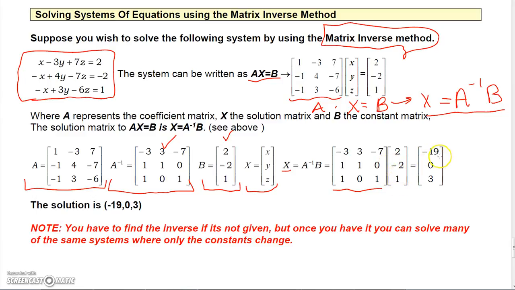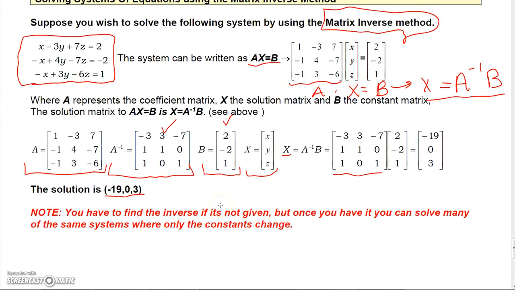If I add those together, I get negative 19. And then when I multiply this row, I'm going to get 2 minus 2 plus 0, which is 0. And then when I multiply this row, I'm going to get 2 plus 0 plus 1, which is 3. So therefore, I know the first entry is my x value, the second entry is my y value, and the third entry is my z value. So that's how we solve using the matrix inverse method.